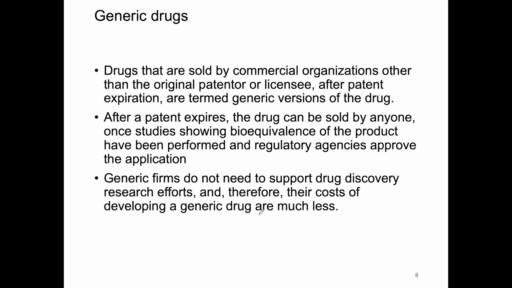So generic drugs are sold by commercial organizations other than the original patenter or licensee, enabled after patents have expired, and they're termed generics. After the patent has expired, the drug can be sold by anybody. You have to demonstrate bioequivalence of the product, and the regulatory agencies have to approve that application. But once that's been done, you can sell it.